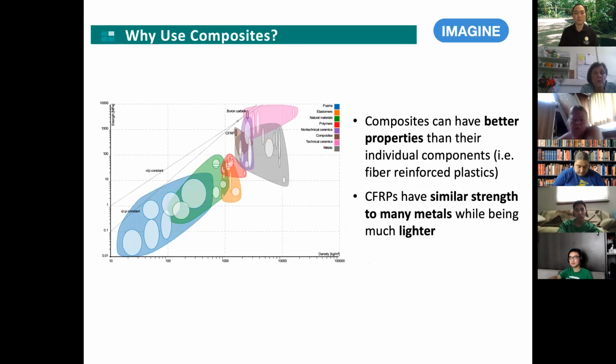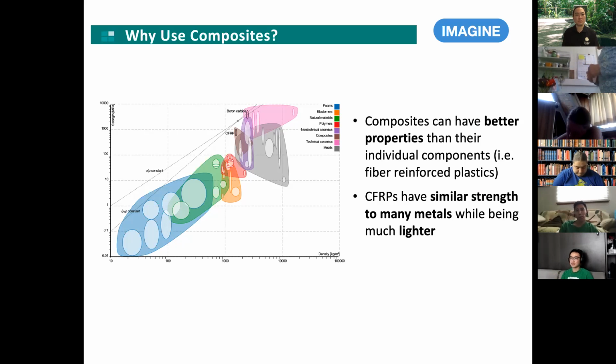Next. So why do we use composites? A lot of times the individual components aren't really great for the job. With carbon fiber, even though the fibers are really strong, you can't just have loose fibers. It would be like trying to build something out of your hair, so you need something to put them in. And plastics are typically ductile and easy to make, so it's really great to combine the two.